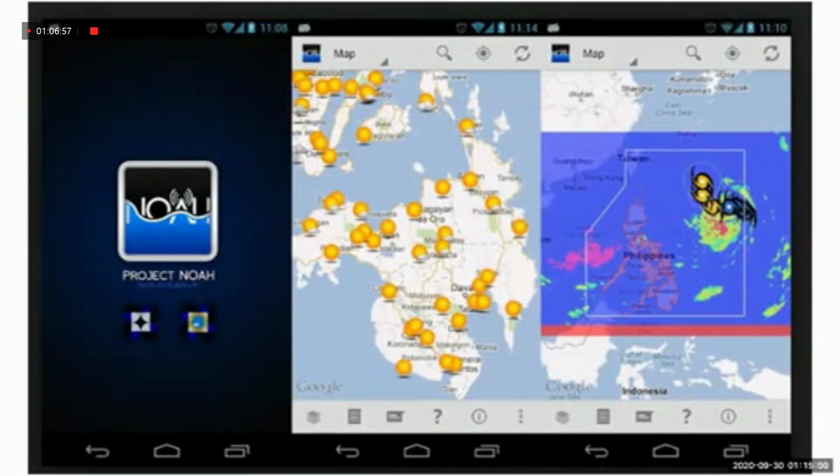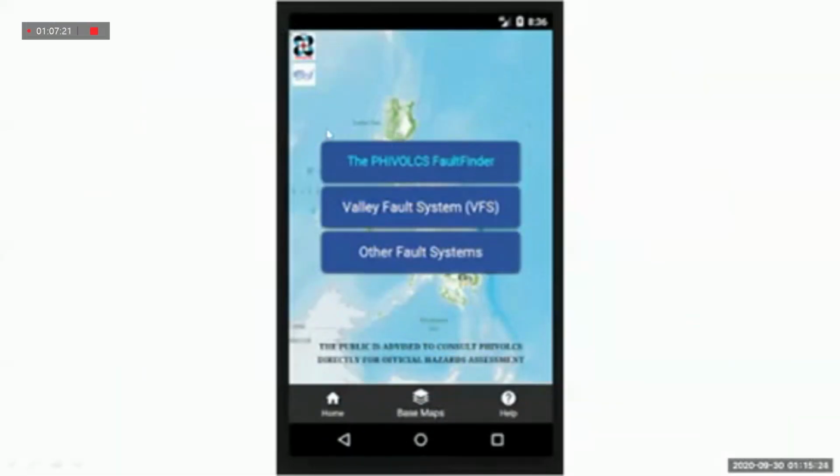As for the apps available, you can also download Project NOAH, and it's a very good tool in terms of identifying if there are typhoons or even monsoons that will come into the area of responsibility of our country. You can also download an app called Fault Finder, and you can actually enter your address and locate what are the nearest faults either in your residence or in your practice.